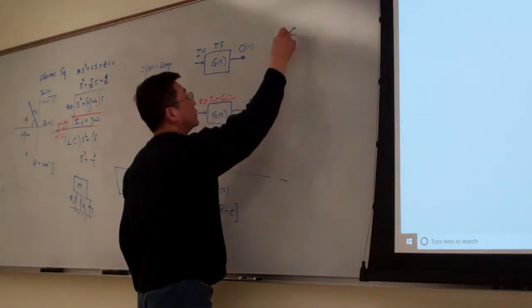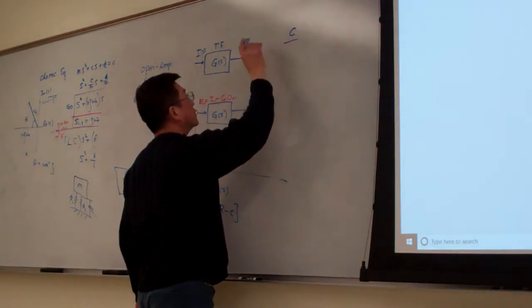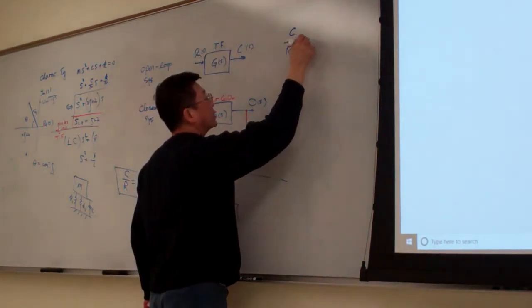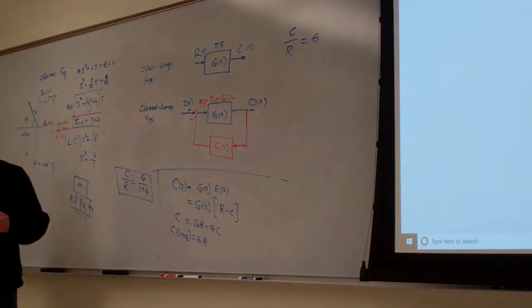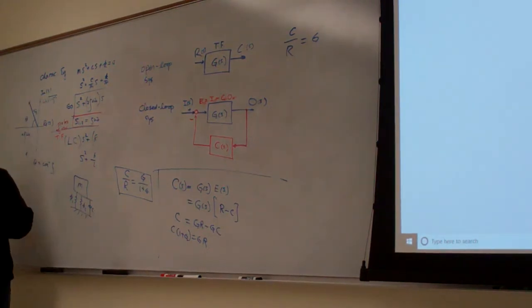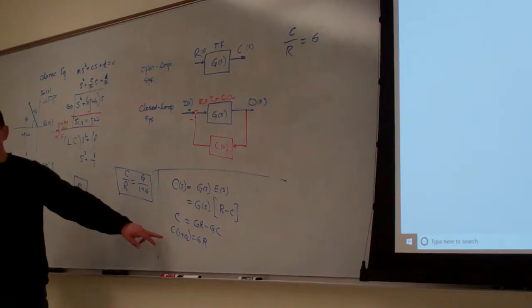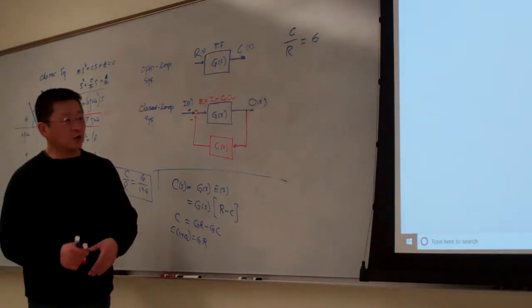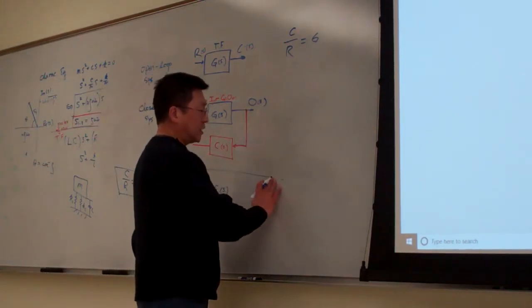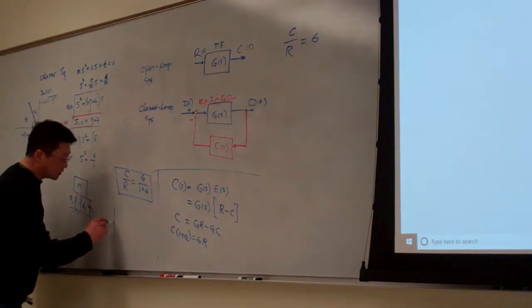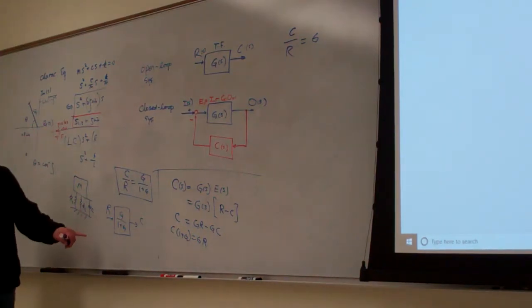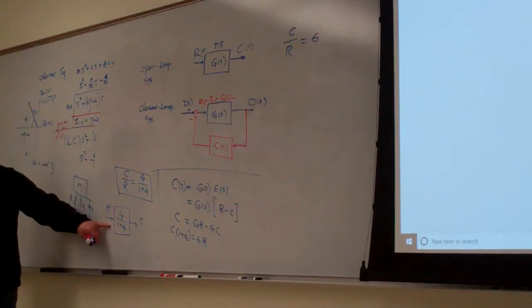Compared to the open loop, for this one, let me say if this is R and this is C, then C over R is simply equal to G. So that's the difference. This process we call the simplification of the block diagram. This closed loop system is equivalent to this system: G over (1 plus G), with C as output and R as input.